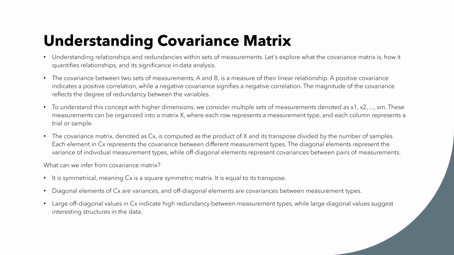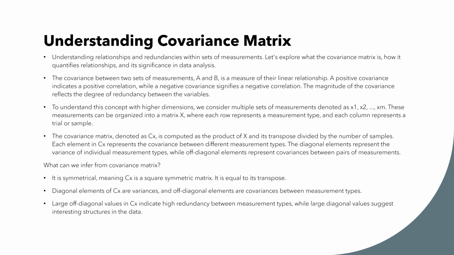For higher dimensions, multiple sets of measurements x1, x2, x3 up to xm can be organized into matrix X, where each row represents a measurement type and each column represents a trial or sample. The covariance matrix, denoted as Cx, is computed by multiplying X by its transpose and dividing by the number of samples. Each element in Cx represents the covariance between different measurement types.